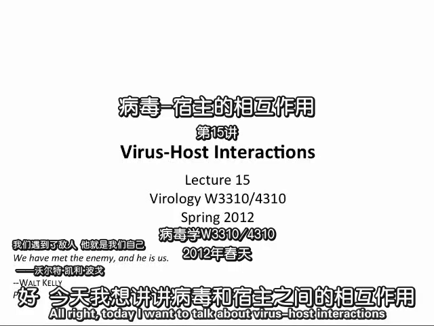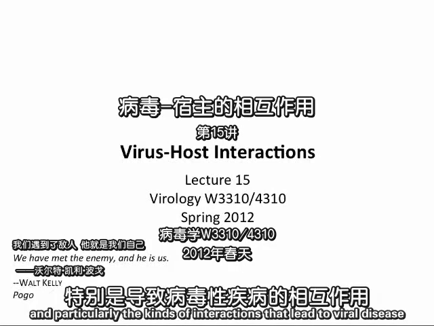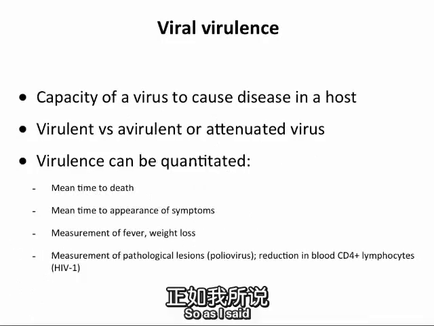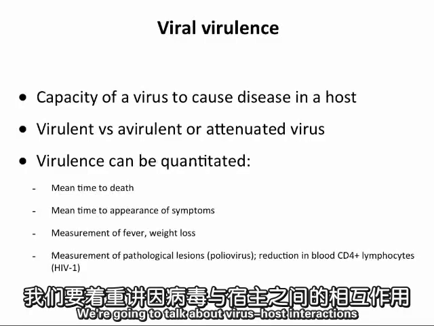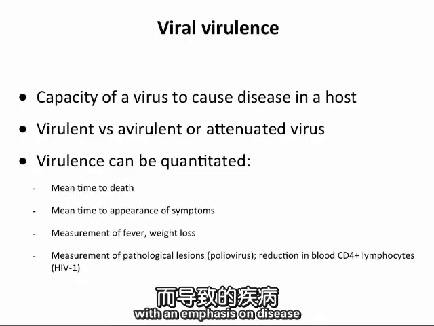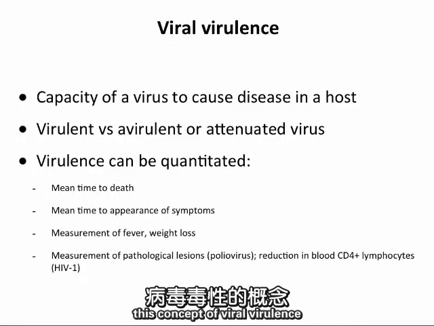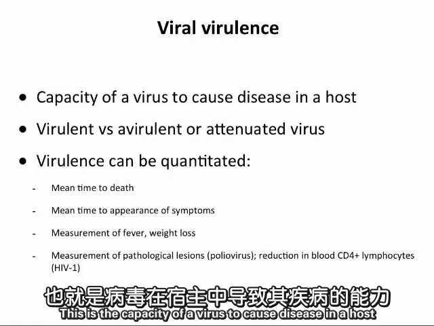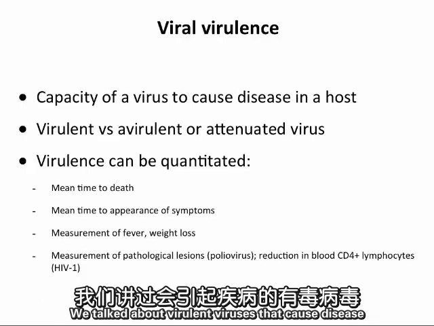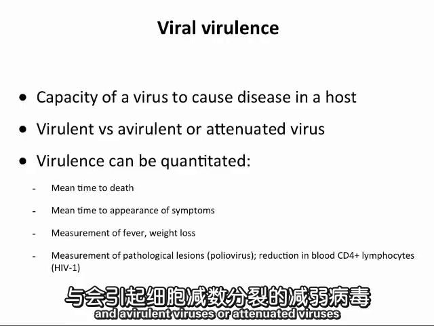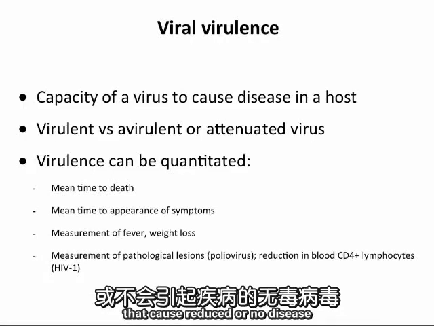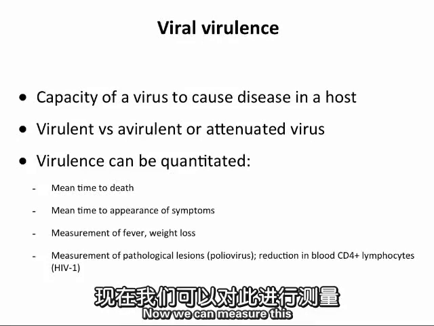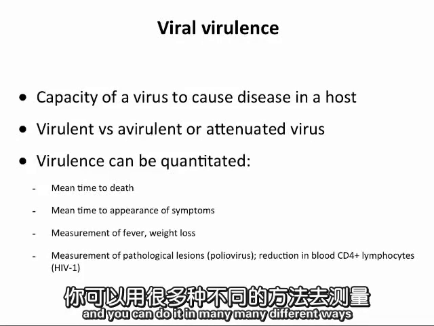All right, today I want to talk about virus-host interactions, and particularly the kinds of interactions that lead to viral disease. And the first thing we'll talk about is this concept of viral virulence, which we've brought up already quite a bit. This is the capacity of a virus to cause disease in a host. And we talk about virulent viruses that cause disease and avirulent viruses or attenuated viruses that cause reduced or no disease.